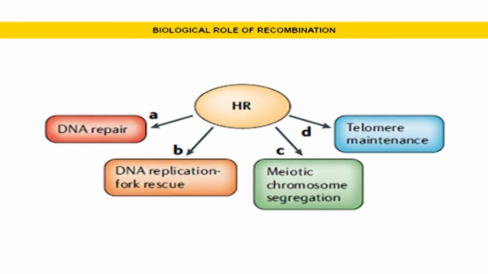Advantage of recombination. Here in this figure you can see the biological roles of recombination. Cell divisions in eukaryotes like plants, animals, fungi and protists that divide through mitosis, where the integrity is maintained by homologous recombination through double strand breaks. The unrepaired double strand breaks can lead to cancer.